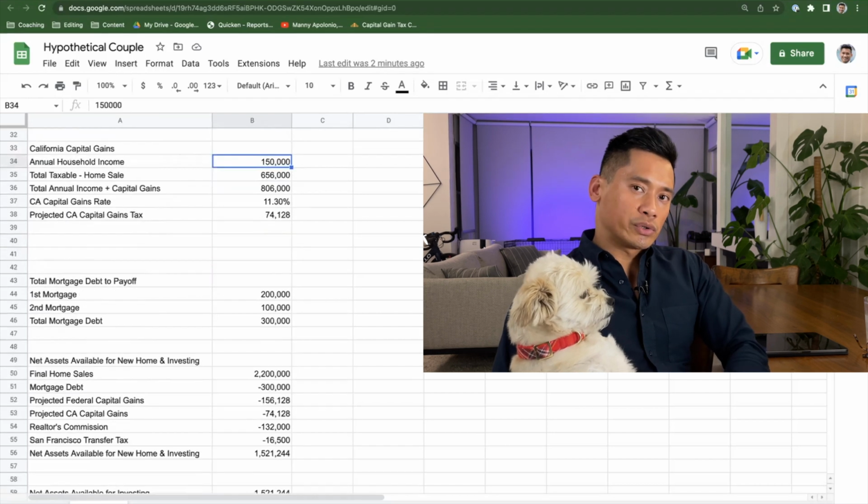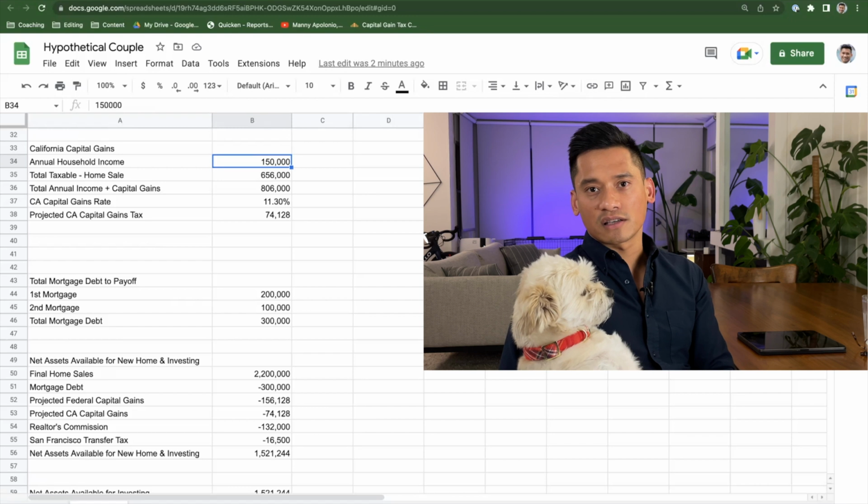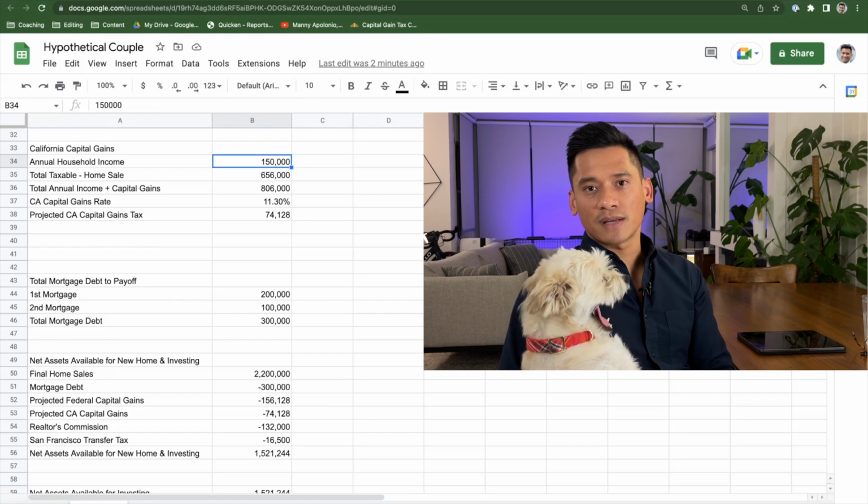So we run through a similar thing, and we do it in California this time. I told you that in California, there's no distinction between capital gains rates and income tax rates.